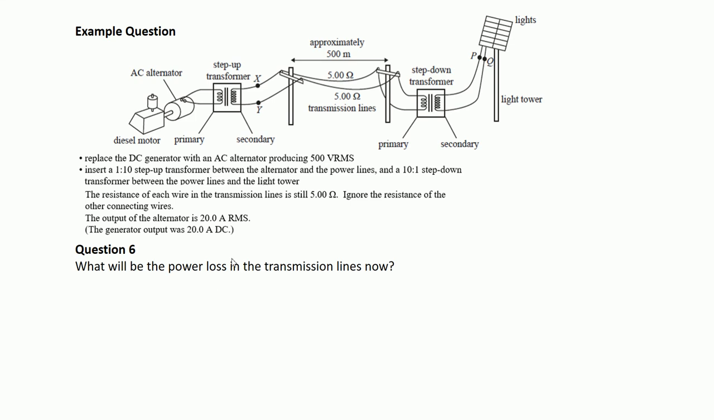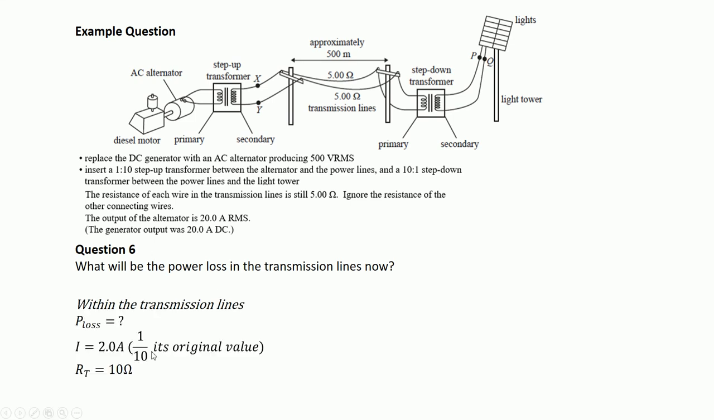Question 6, what's the power loss in the transmission lines? Within the transmission lines, we've got a current of 2 amps because we started here with a current of 20 amps. Whilst the voltage is stepped up 1 to 10, the current drops by a factor of 10 because the power in the primary must equal the power in the secondary. So voltage goes from 500 to 5,000, the current goes from 20 dropping down to 2. So the current in the transmission line will be 2 amps, and we know the total resistance is 10 ohms.